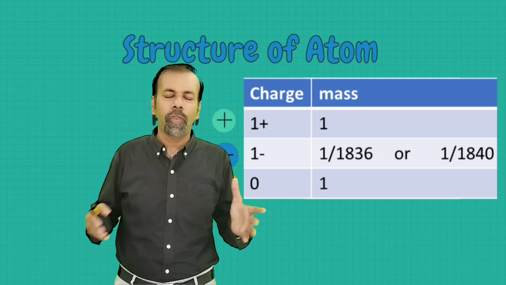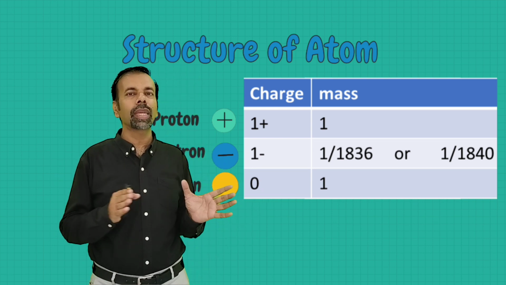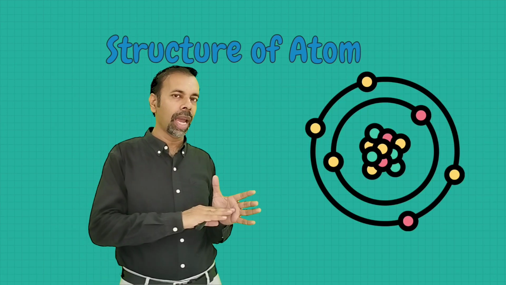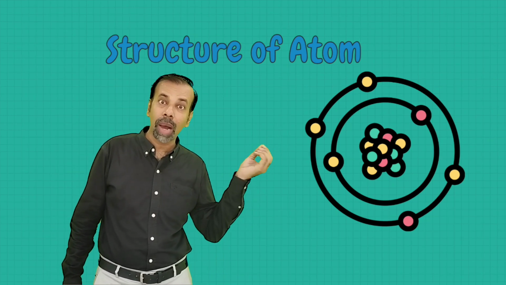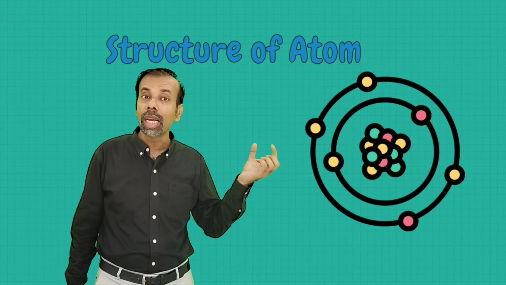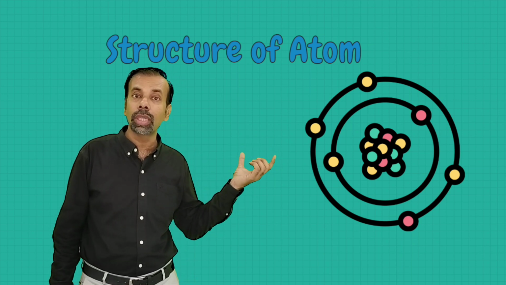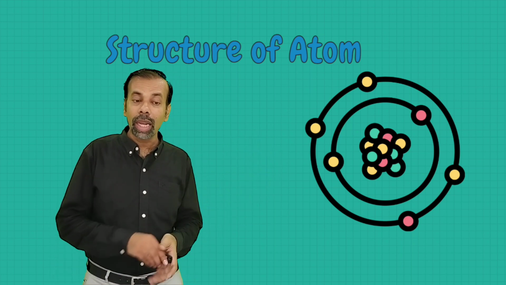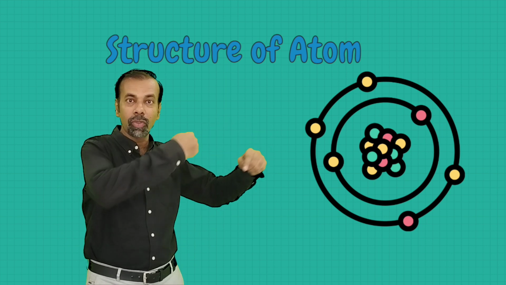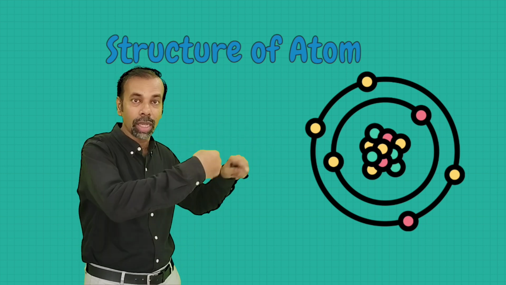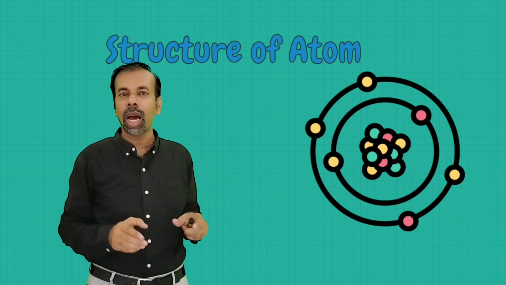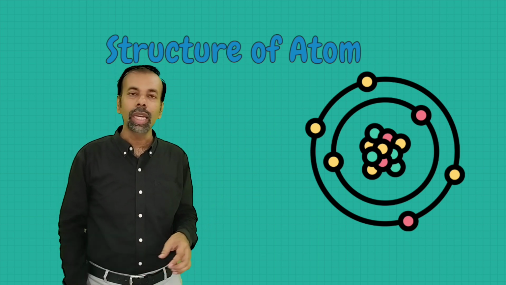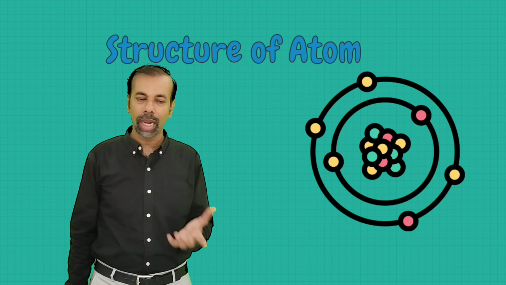What is the structure of an atom? How subatomic particles are arranged in the atom? Look in the middle. In the middle there is a thick part that is called nucleus. Nucleus contains protons and neutrons, while you can see electrons are revolving around the nucleus. The path where electrons are revolving, these circles, these paths are called as shells. These are called orbits or shell.